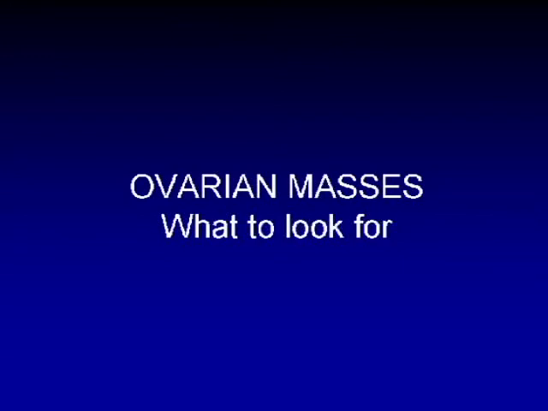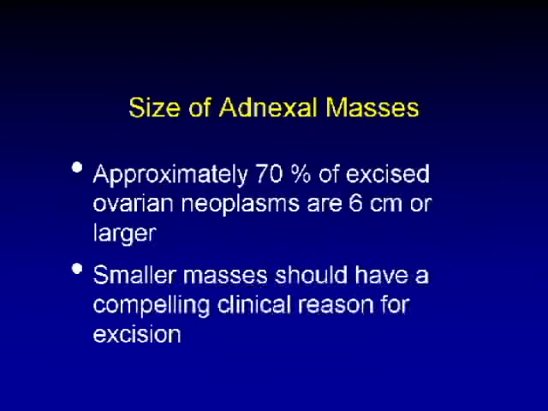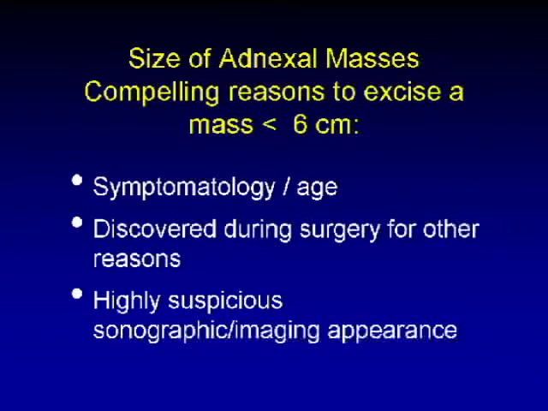Moving on to ovarian masses and what to look for. First, approximately 70% of excised ovarian neoplasms are greater than 6 centimeters. Smaller masses should have a compelling clinical reason for excision. What are the compelling reasons for that? If the patient is symptomatic, the patient's age, discovered during surgery for other reasons, and obviously if the adnexal process has a highly suspicious sonographic appearance for malignancy.